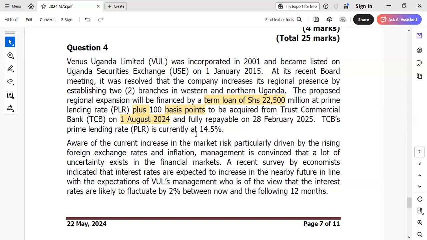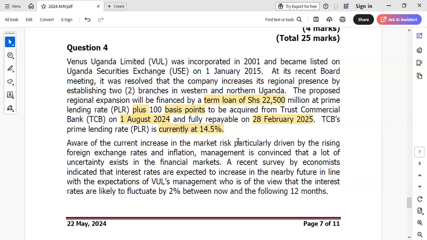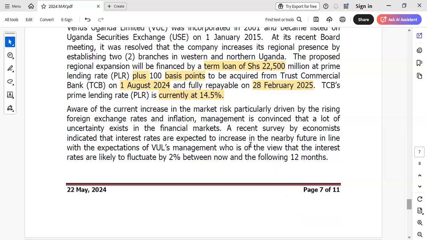Okay? And free repayable on 28th February 2025. That is repayment what? Repayment date. TCB's prime lending rate is currently, so you have the current rate, the current prime lending rate. Something that you need to know. Currently, that is the what? That is the rate.